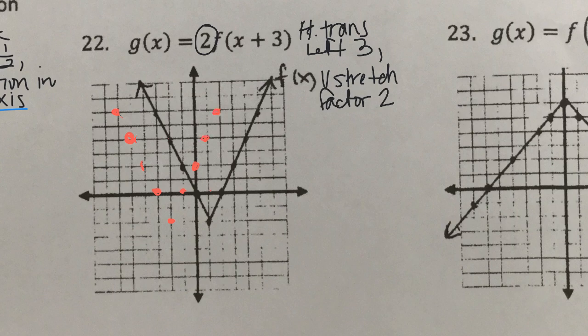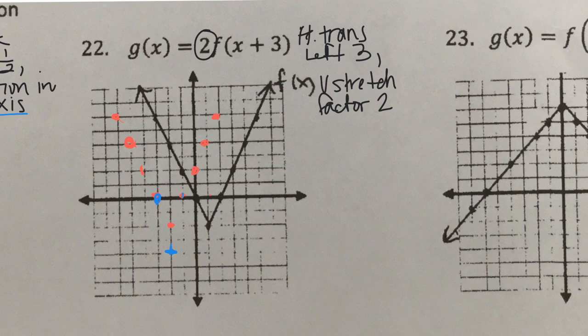And then we're going to stretch them by a factor of 2, which means we're going to multiply the y values by 2. So this is at -2, and it goes to -4. These are at 0, so they stay. This one's at +2, it stretches to +4. This is at +4, it stretches to +8. +2, and +8. There is our vertical stretch factor of 2 and a horizontal translation left 3. So other order, horizontal translation left 3, vertical stretch factor of 2.